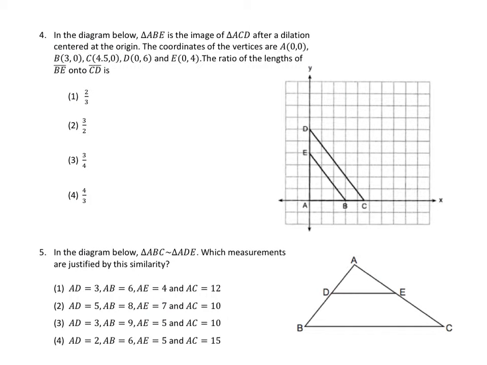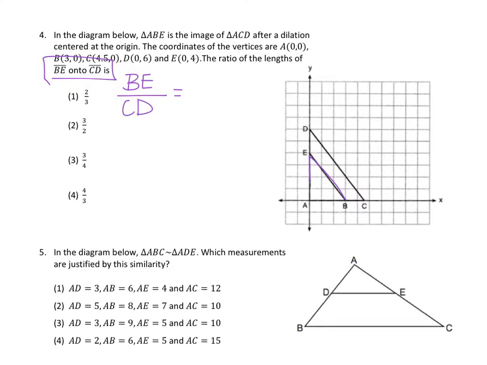Number 4 is one of those graphing questions in which we have to talk about ratio of lengths, like we saw at the first page of our notes. You can read this problem yourself, but essentially what they're telling you is that you have two triangles after a dilation center at the origin, and they give you a bunch of coordinates, and our goal is to figure out the ratio of lengths of BE onto CD. Remember when we talked at the beginning of our notes, we said the first thing goes on top, second thing goes on the bottom, and it matches up with the corresponding sides.